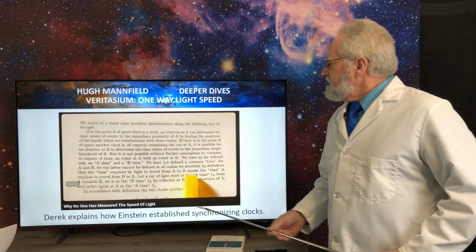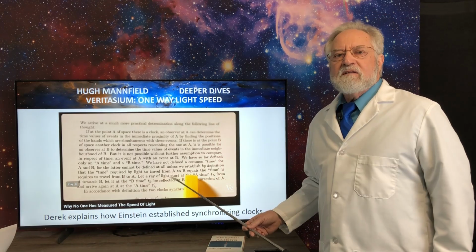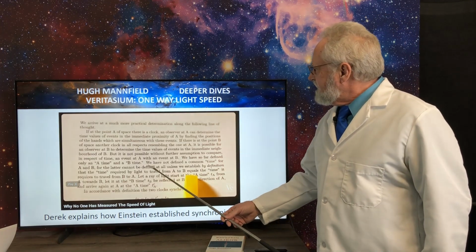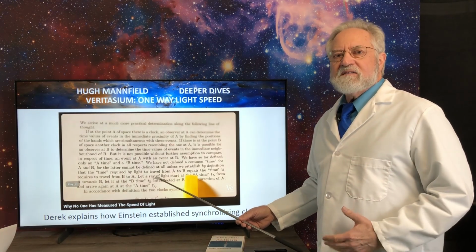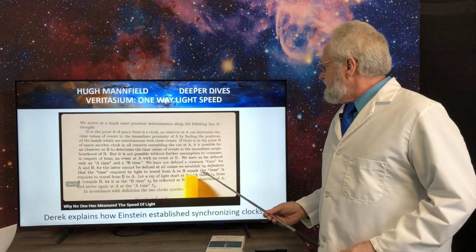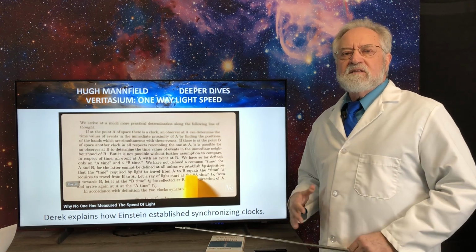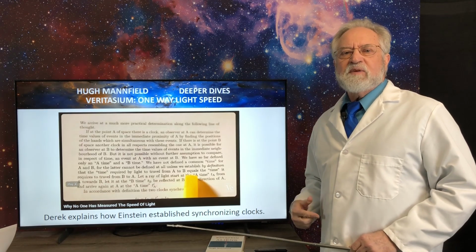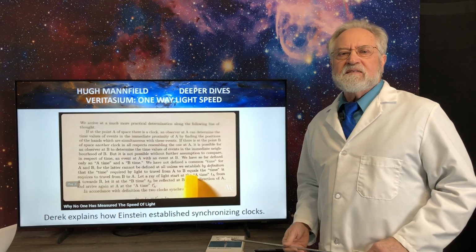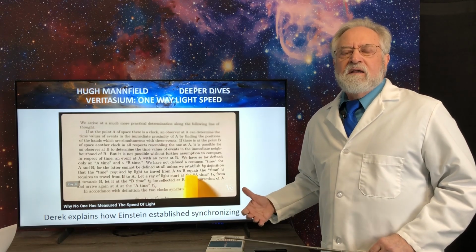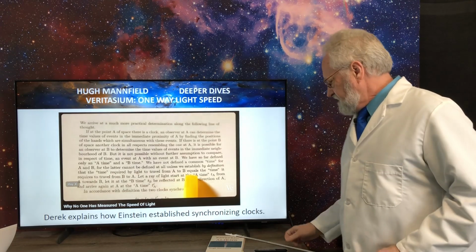Derek brings up the paper by Albert Einstein that includes the stipulation that in order to synchronize a clock, we must allow that the time that it takes light to travel from A to B is equal to the time that it takes to travel from B to A. That is, the light travels at the same speed in both directions. And this is called Einstein's stipulation, according to Derek. And it is kind of the basis of the rest of the video.